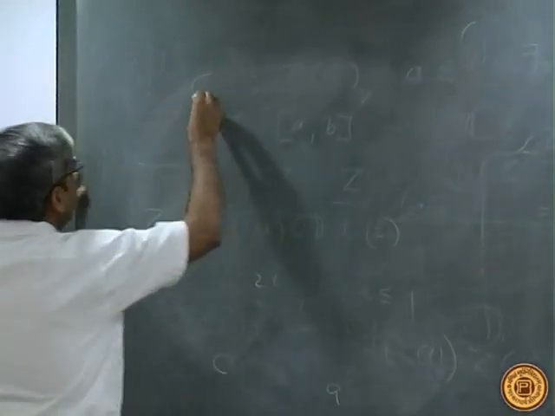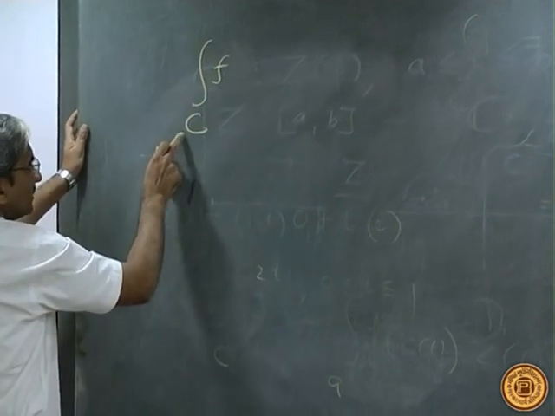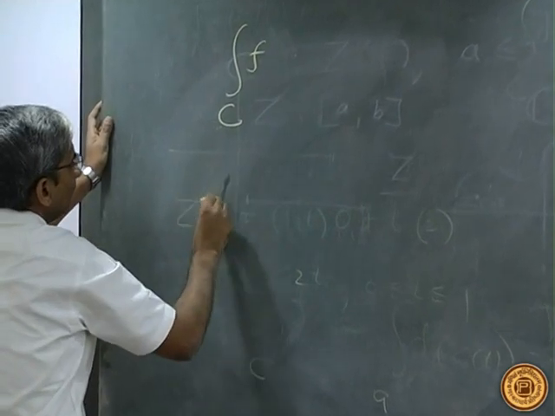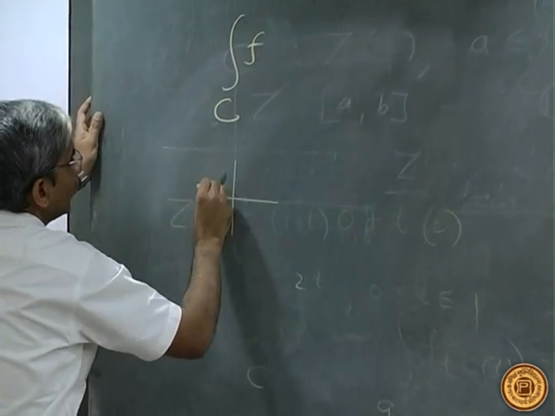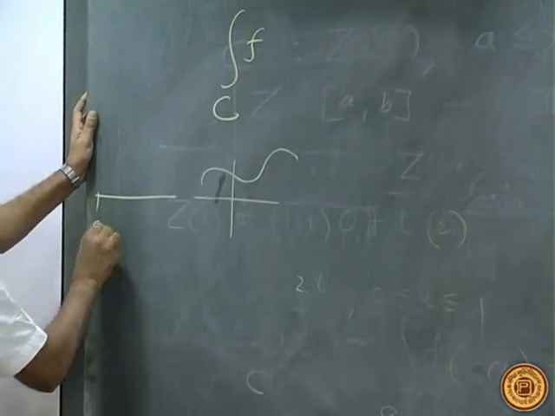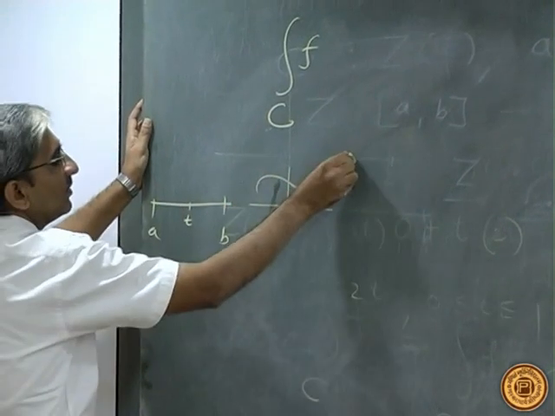See, we have the integral of f over C, where C is some contour. A contour means that it is some curve like this. That means it is given over a certain interval, so some parameterization is there. So these are the points z(t).